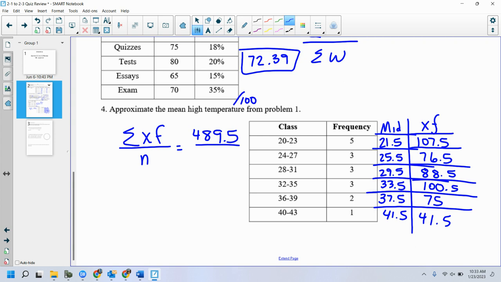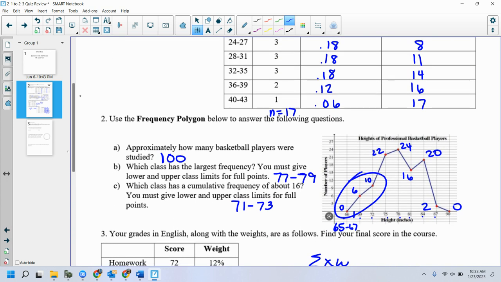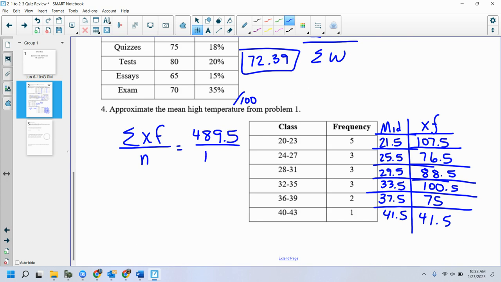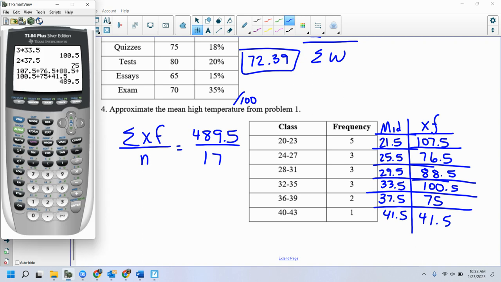All divided by our n. And remember, n is our total frequency, right? So 5 plus 3 plus 3 plus 3 plus 2 plus 1, right? So what was our n? Oh, that's right, the same one. 17, right? Divide that by 17. So our average temperature, based on those frequencies, was 28.8.